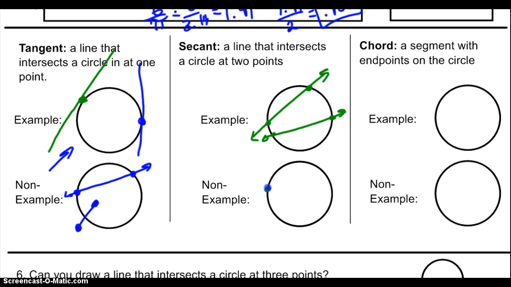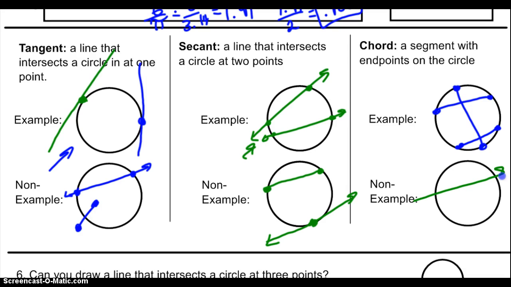On the other hand, this is not a secant. That is a segment, right? Not a line. Also, this is not a secant. That's a tangent, right? Just intersects at 1 point, whereas a secant intersects at 2 points. A chord is a segment with endpoints on the circle. So a chord is actually kind of part of a secant. This is an example of a chord. This is another example of a chord. Why not? This is another example of a chord, right? Intersects at endpoints on the circle.